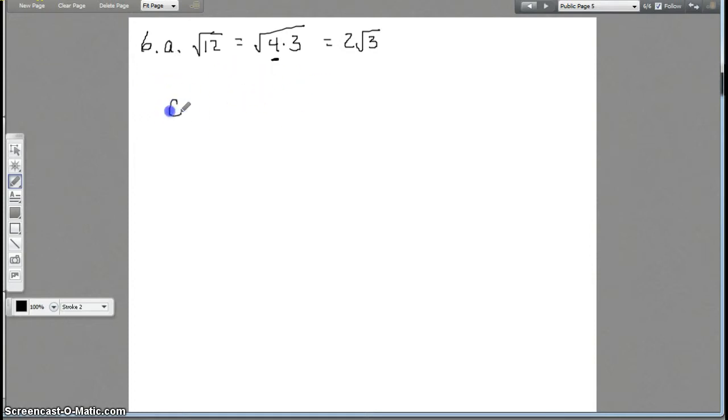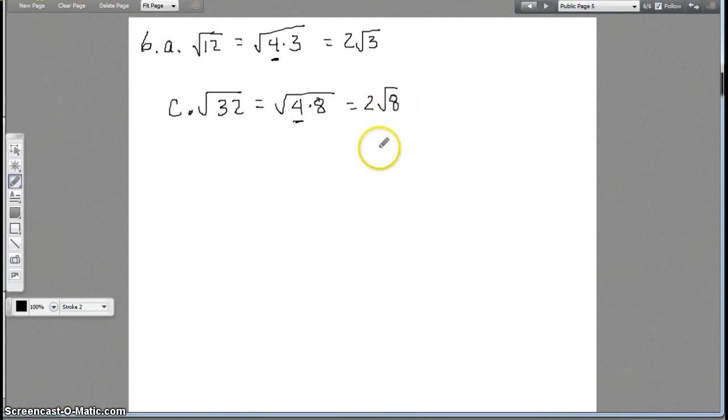Let's look at part C. Part C is square root of 32. Now we have 2 different ways we can work this, so I'm going to show you both ways. You might see immediately that 4 is a factor of 32, and 4 is a square number. So you'll say this is the square root of 4 times 8. 4 is my square number. When I take the square root of 4, I get 2. So I have 2 times the square root of 8.